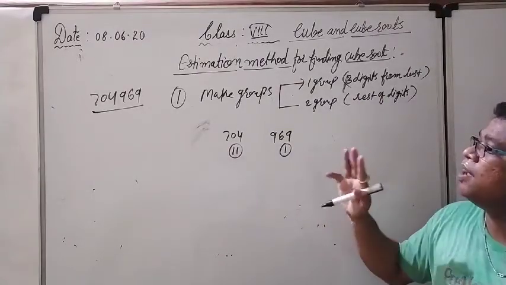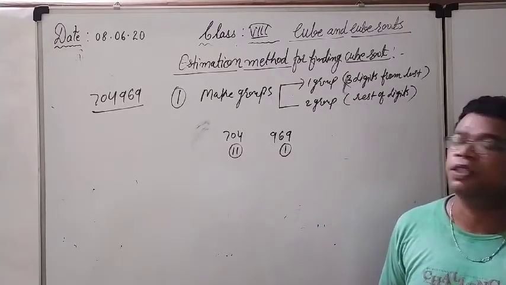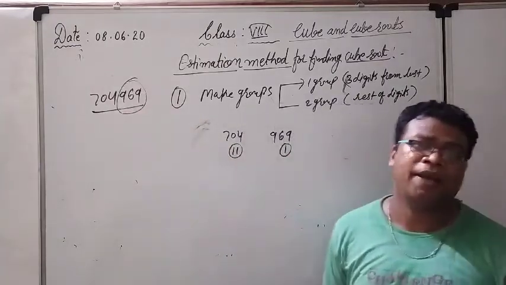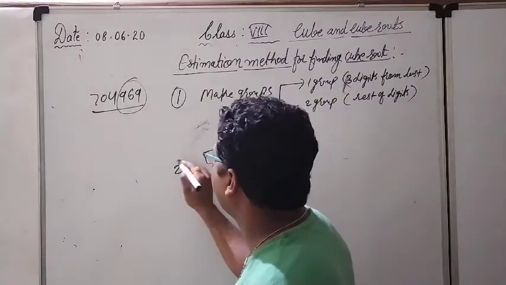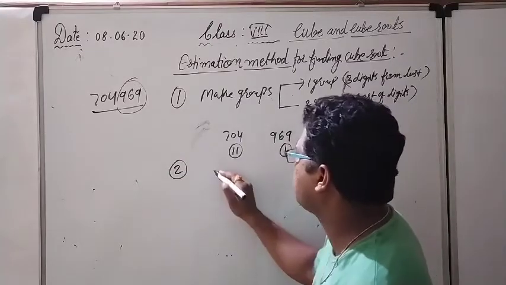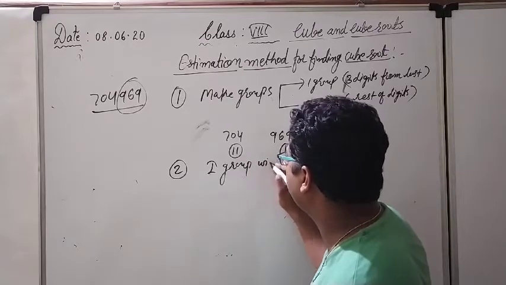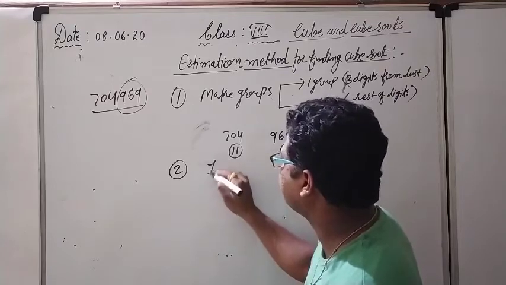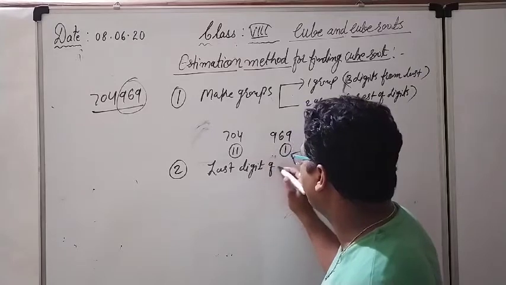I have to include 3 digits including the last digit in the first group. Means 969 will become my first group, and the rest of the digits I have to consider for the second group. So that is the first step. What is the second step? In the second step, the last digit of the first group.